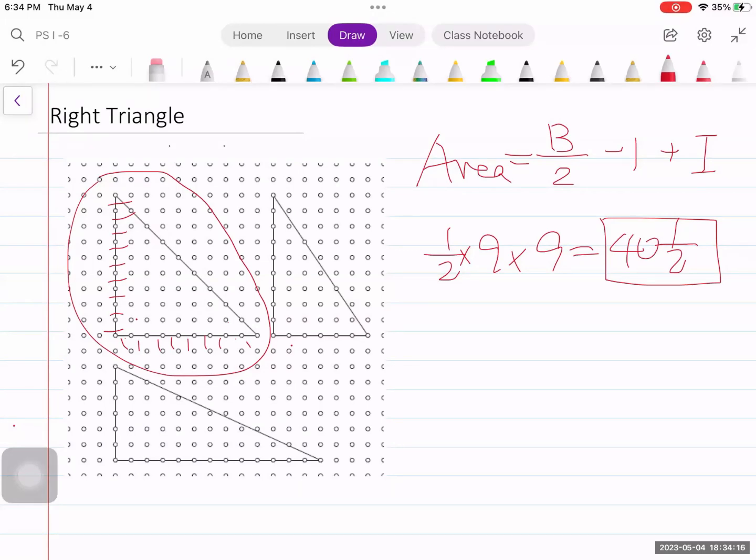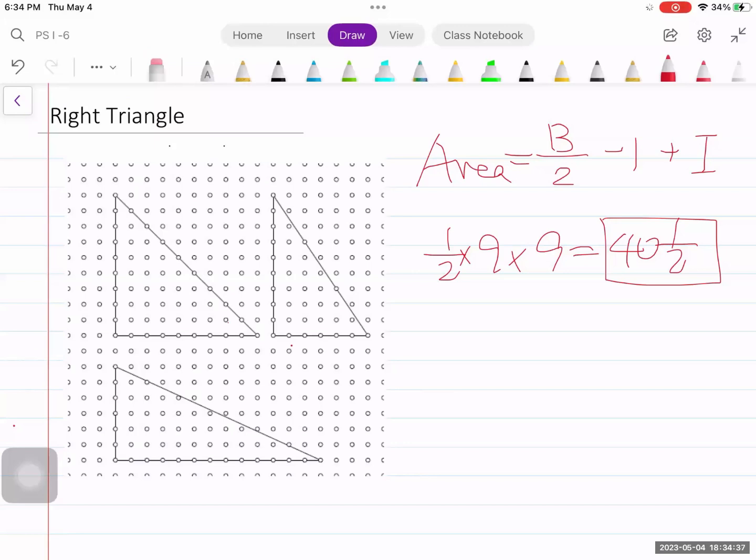Isn't it 40 and 1/4? 1/4 is going to be half. So the area is half base times height, right? Okay, now can we count how many points are on the boundary?